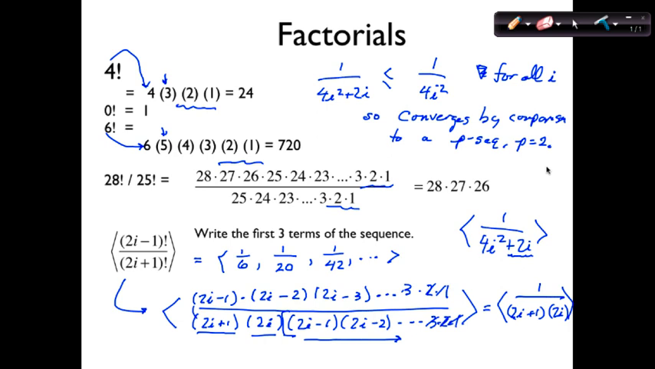So 1 over 4i squared plus 2i isn't really a p sequence. A p sequence is always 1 over i to the p. But because all these terms are less than the p sequence 1 over 4i squared, because you're adding a 2i in the denominator, you can say it also converges by comparison because all your terms are less. If your terms are all less, then that's going to converge as well.